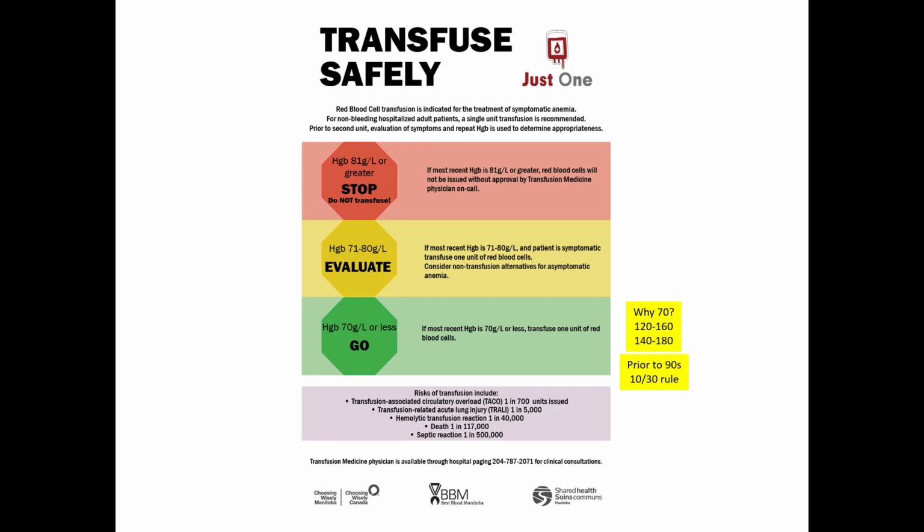Prior to the 1990s, the established rule for transfusion was a 10-30 rule, which meant that if the hemoglobin was less than 100 grams per liter or the hematocrit less than 30, transfusion was deemed appropriate. But this was not based on any clear controlled clinical trials, and it was the established norm at that time.